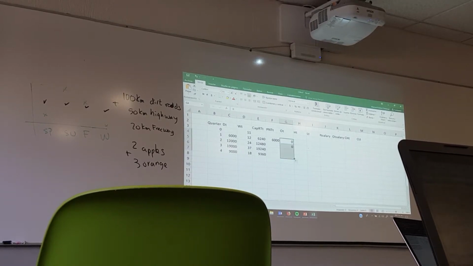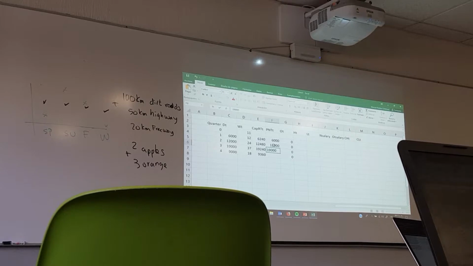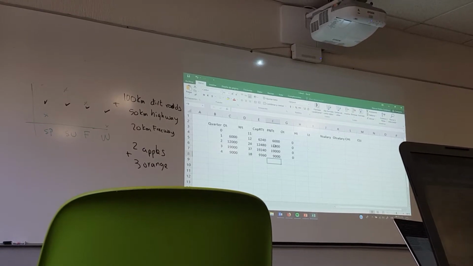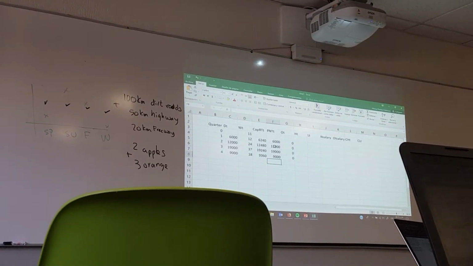There is no overtime, so the overtime here is 0. Why is it 0? Because I said at the beginning of the problem that we were not going to use overtime in this case. Here, 12,000, 19,000, and 9,000. Do we have idle time? Yes, we do.